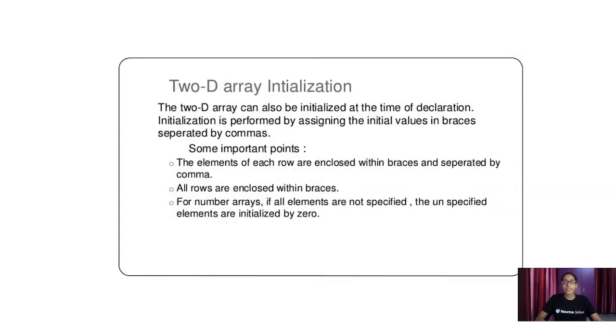For 2D array initialization, we have to consider that it is done at the time of declaration. Initialization is performed by assigning the initial values in braces separated by commas. Remember some points: the elements of each row are enclosed within braces and separated by commas, and all the rows are enclosed within braces. Third, for numeric arrays, if all the elements are not specified, the unspecified elements are initialized to 0.